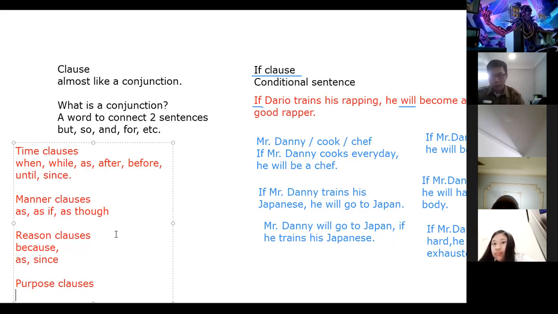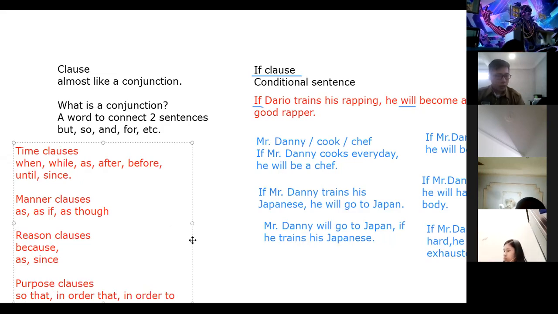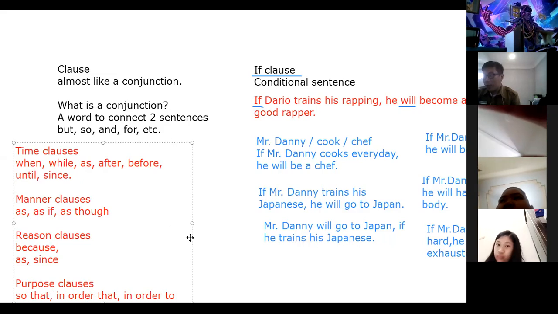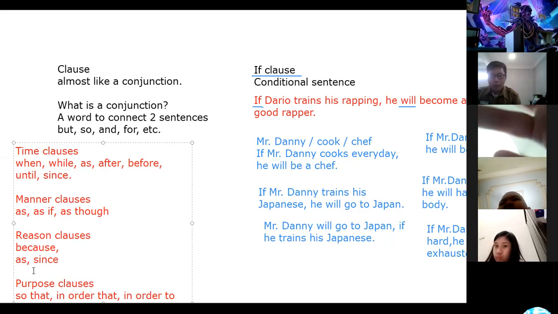Purpose is almost a little bit the same as reason, but it's kind of different. Okay, and then you have purpose clauses, with so that, in order that, in order to. So there are lots of things. These are some clauses that you can find in every kind of sentence. There are still some more, but I will not show them to you. Usually what we use is time, manner, reason, purpose.